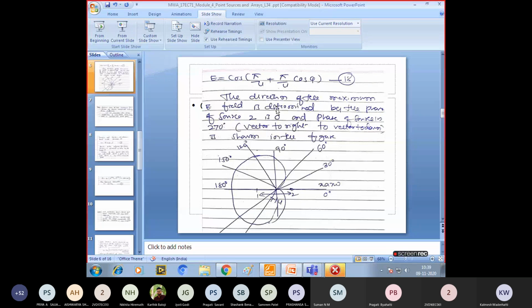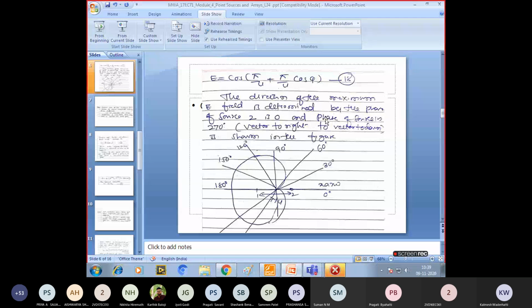The direction of the maximum E field is determined by the phase of source 2. The phase of source 2 is 0 and the phase of source 1 is 270 degrees. The vector to right and vector to down is shown in this figure. Okay, vector to right from source 1 as well as source 2.